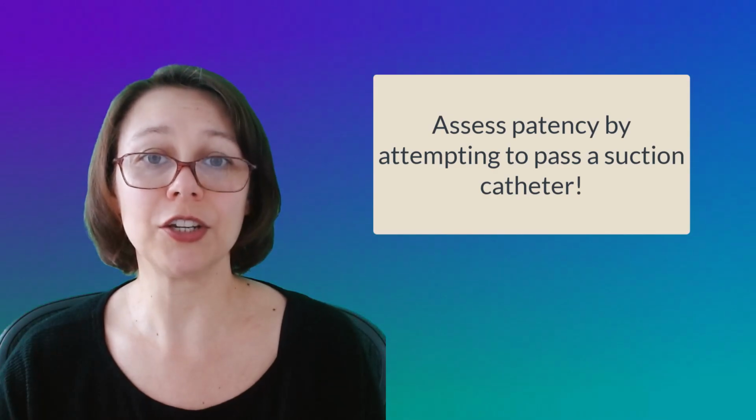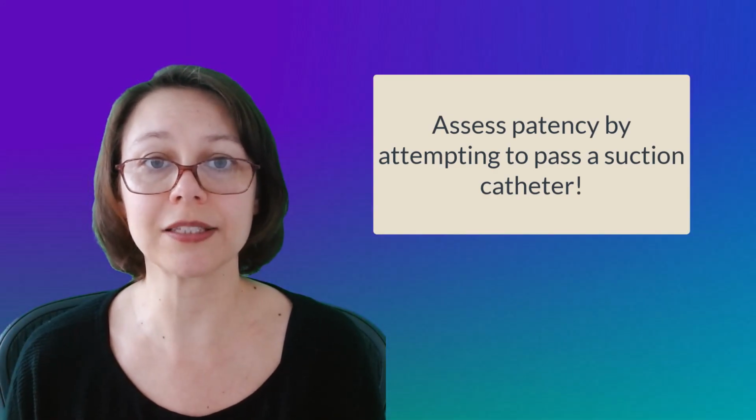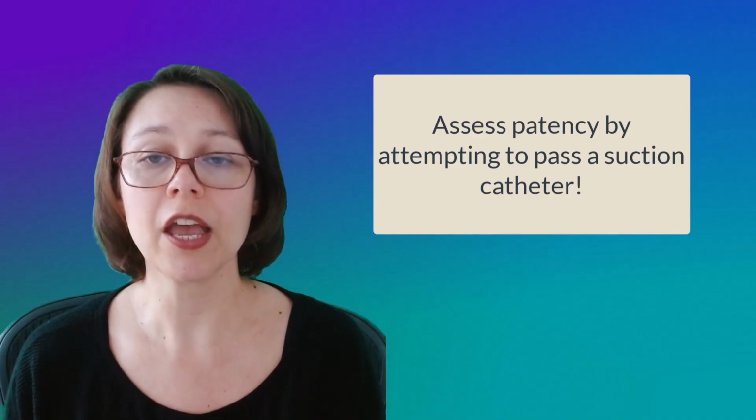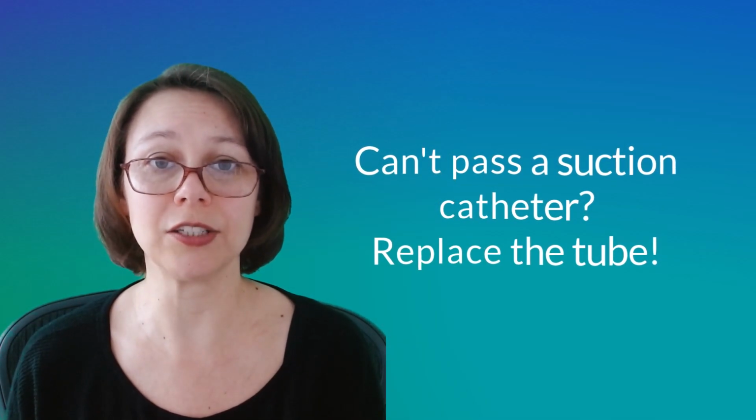If breath sounds are very decreased bilaterally, consider attempting to pass a suction catheter to assess the patency of the ET tube. If you can't pass the catheter, then there is a mucus plug, and you need to replace the ET tube quickly. If you can pass the catheter, then suction. Secretions might be clogging the ET tube. That may be your cause after all.